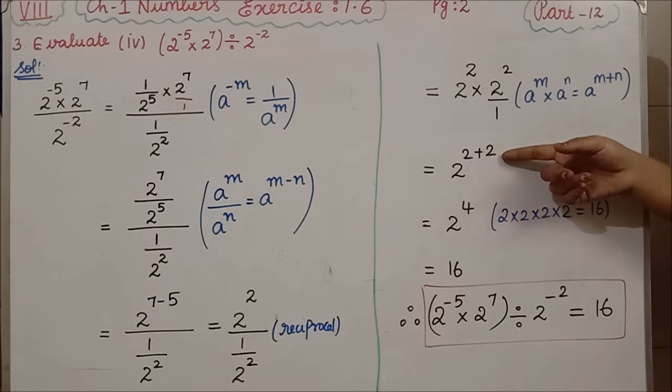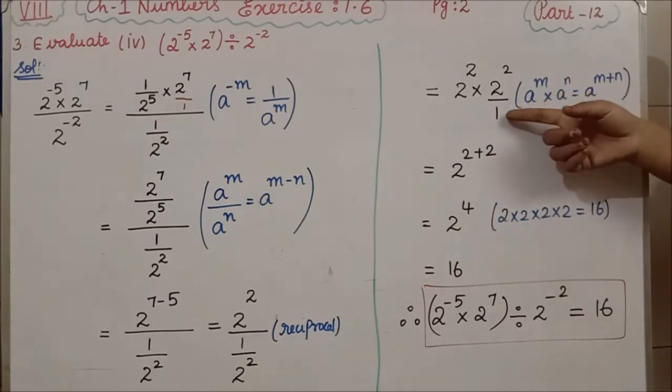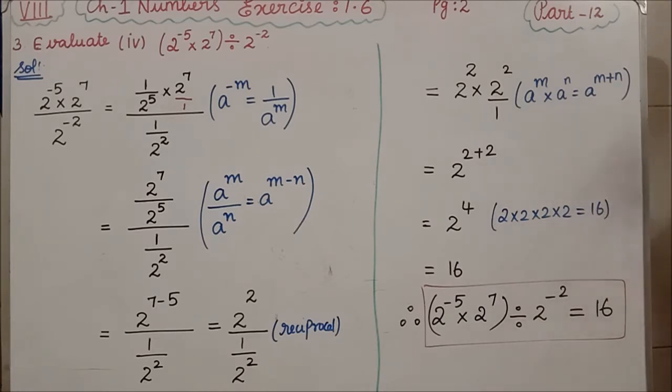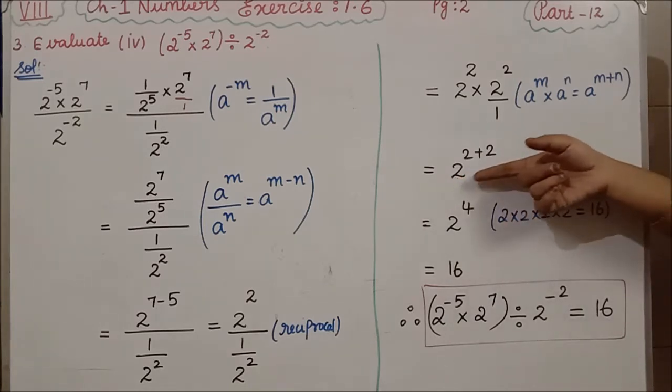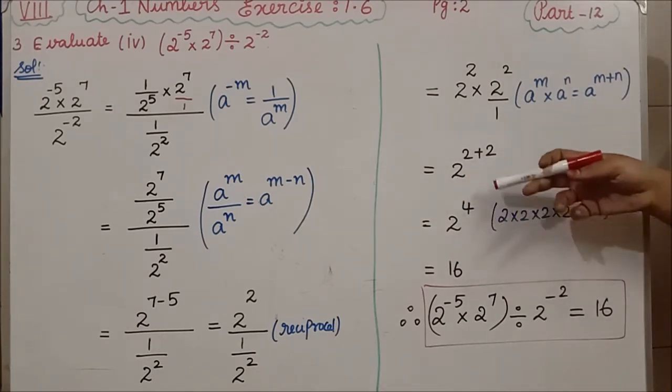So 2 plus 2, answer is what? 2 power 4. Okay, if you are having 1 in the denominator, there is no need to consider it. If you write it also okay, if you are not writing it also okay. It is understood that always in the denominator we are having 1. So 2 power 4, answer is what?